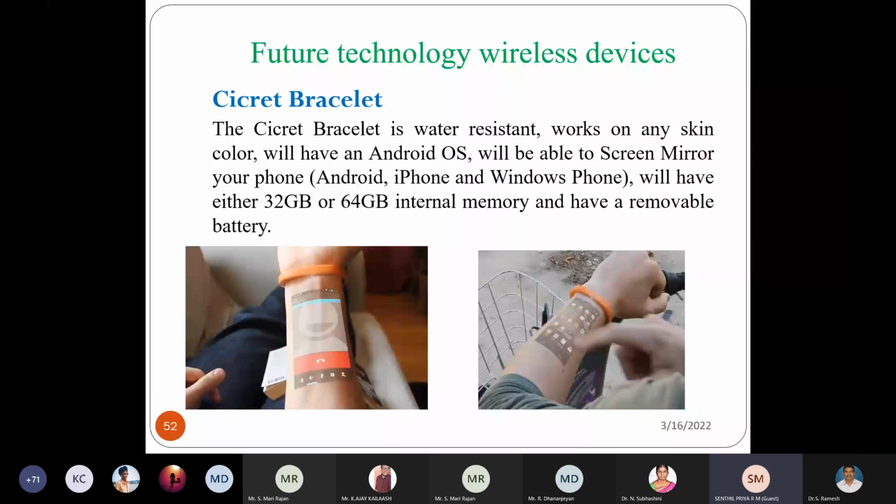A small lighting system is there. So the display is given in your hand. It is penetrated in your skin, and you can access it as a mobile phone. You can go for any apps, whatever you want, like your mobile phone, right? So this is a great bracelet. It is also a wireless device with 32 gigabit internal memory and a removable battery, because this bracelet is having all the structures.